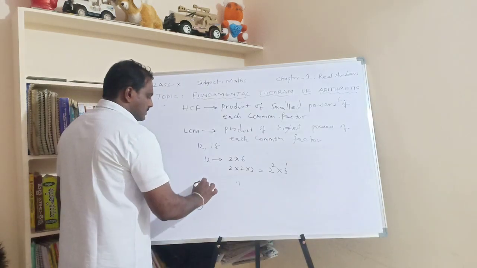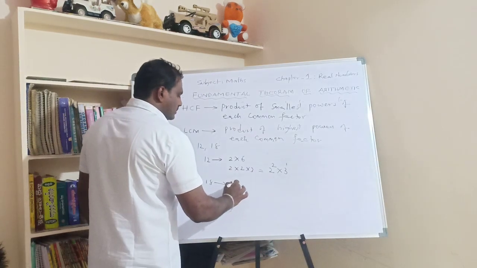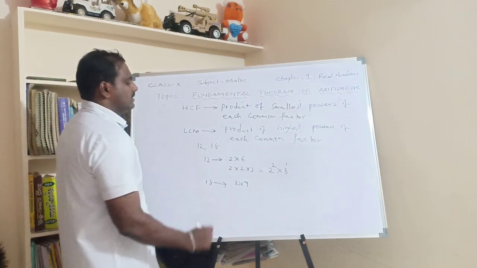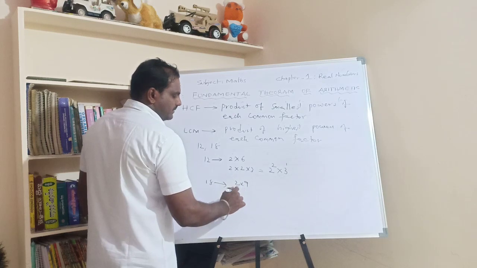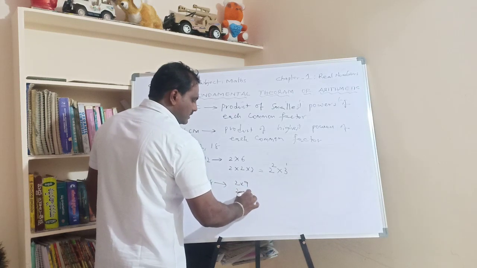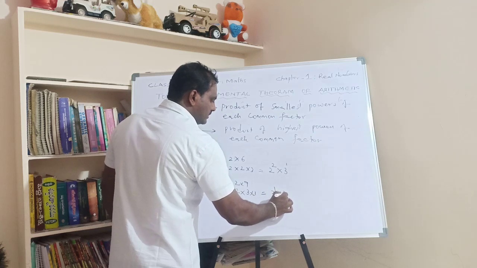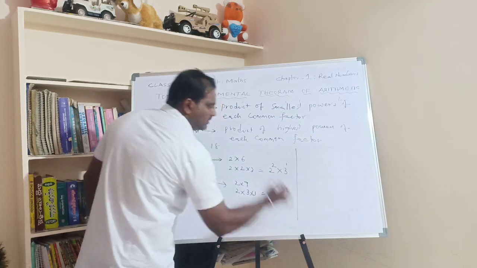Next 18. So 18 can be written as 2 into 9. 2 is a prime number, 9 is not a prime number. Then what should I write again? 3 into 3. That is 2 power 1 into 3 power 2.